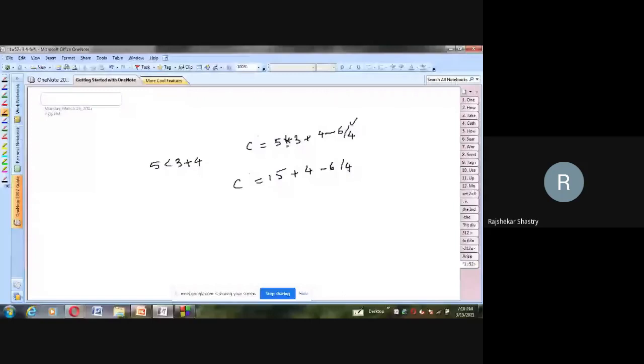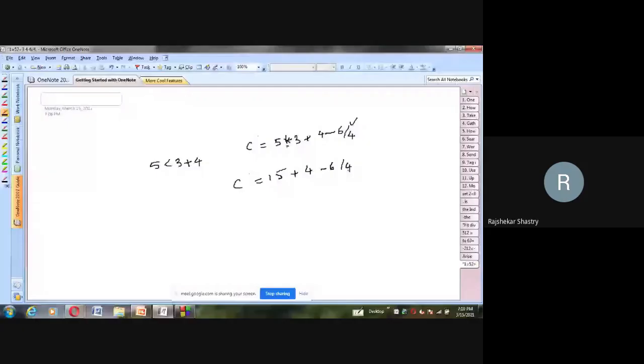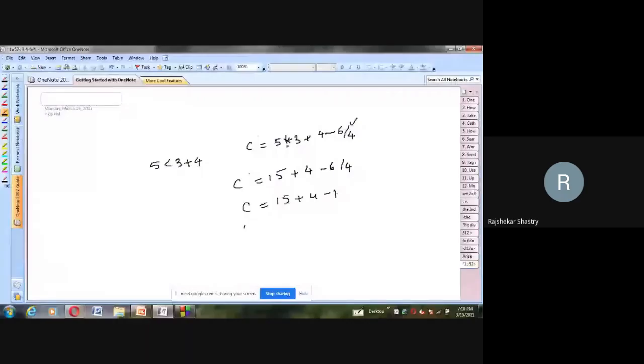So likewise, one operator is applied. Then what is the next operator to be applied? Next operation, division: 6 by 4. What is the answer for 6 by 4? 1, sir. Okay. So the next result is C is equal to 15 plus 4 minus 1. Because 6 by 4, 4 ones are 4, so it is not 1 point something, it is 1 only.